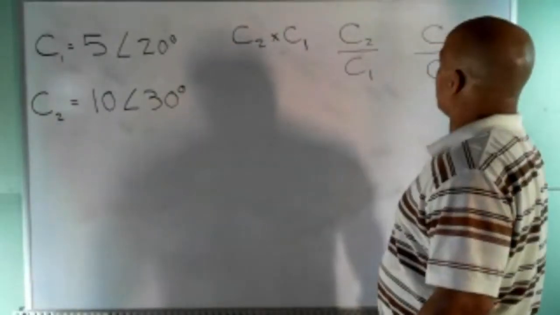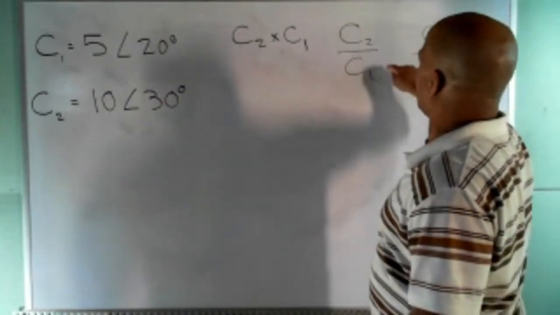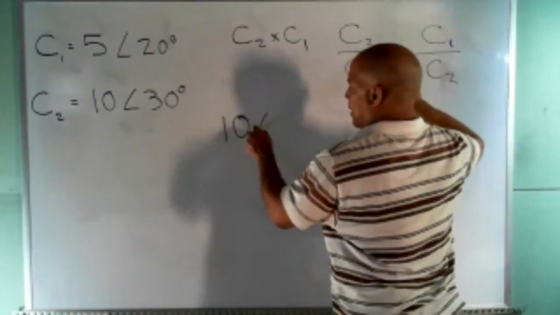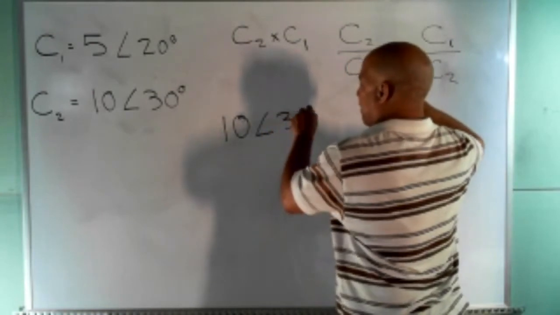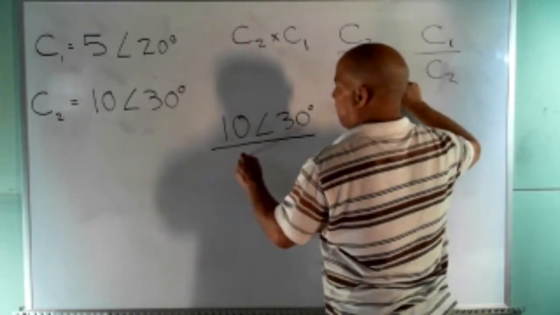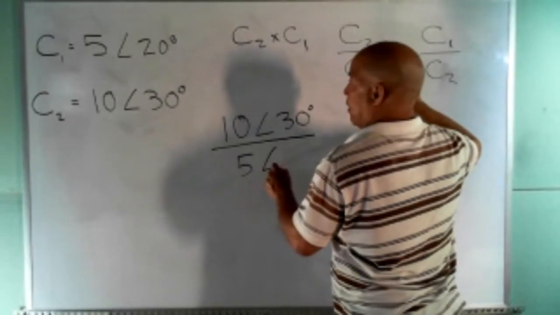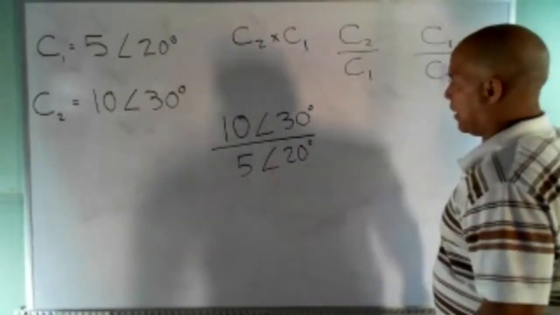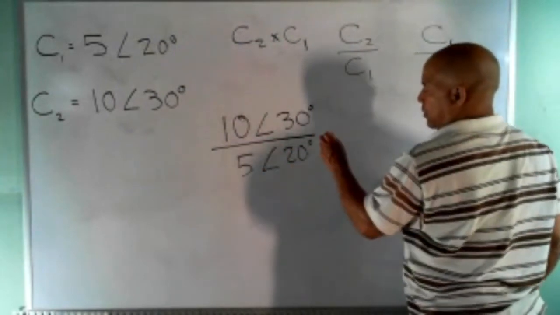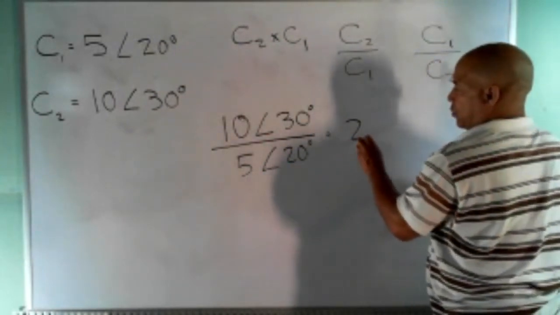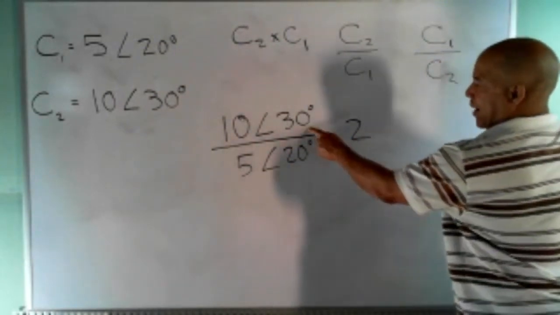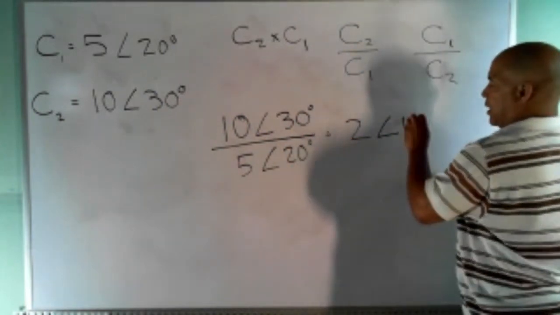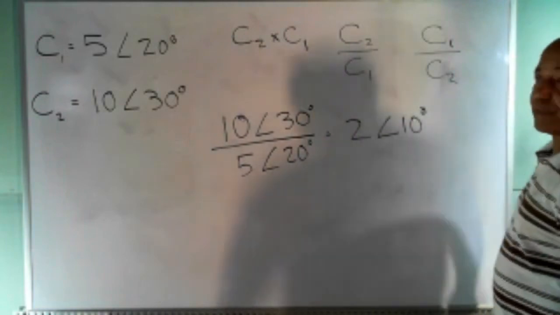All right, so I got C2 over C1. So C2 is 10 angle 30 divided by 5 angle 20. And so I'm going to divide the magnitudes. I'll get 2. I'm going to subtract the angles. I got 30 minus 20, 10 degrees. So that's how you divide.